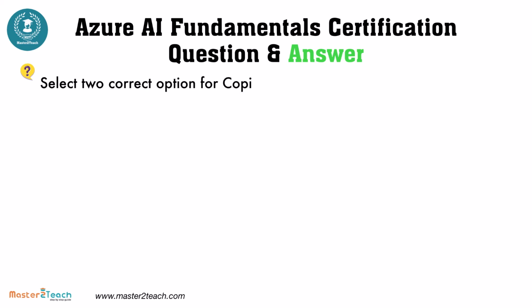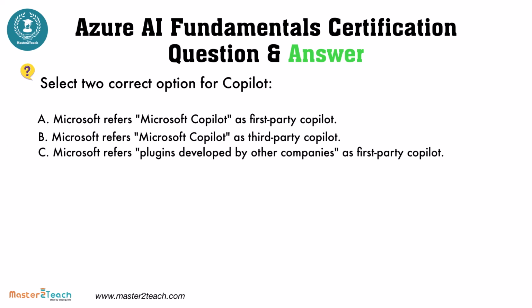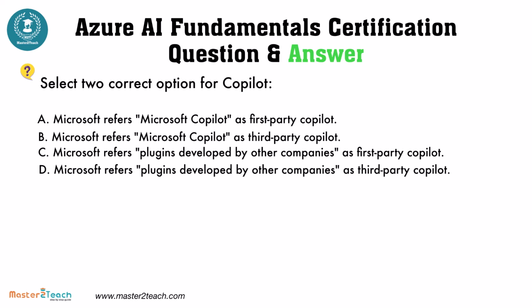The options are A. Microsoft refers Microsoft Copilot as first-party Copilot, B. Microsoft refers Microsoft Copilot as third-party Copilot, C. Microsoft refers plugins developed by other companies as first-party Copilot, D. Microsoft refers plugins developed by other companies as third-party Copilot.